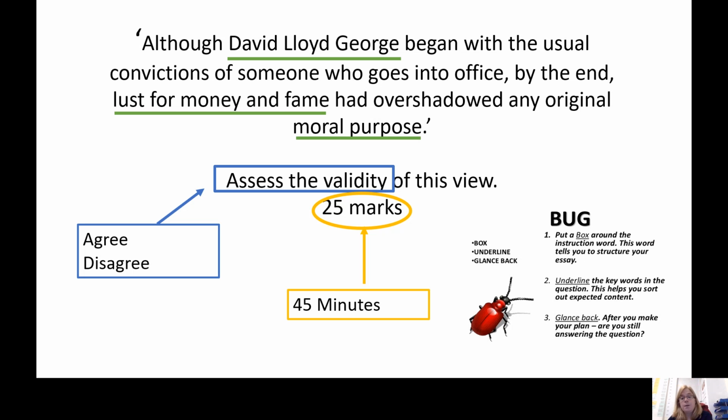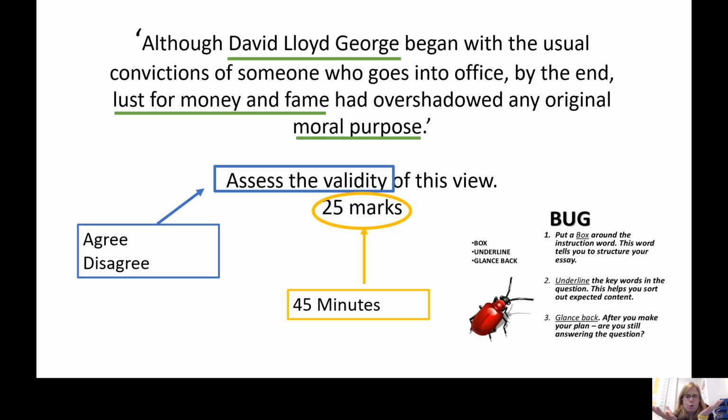So the very first thing that you have to do is you have to bug that question. We have to put a box around the instruction words. Can you just do that with yours, please? Just pause this, and if you need to print it off or copy it into a Word document, do that. And then just box what you think the instruction word is. Hopefully you've got the same instruction word as I have, which is assess the validity.